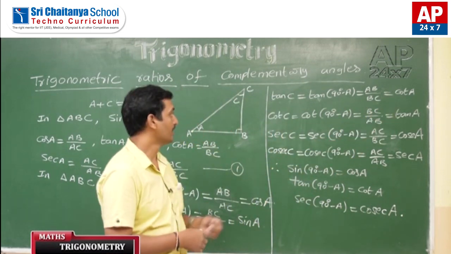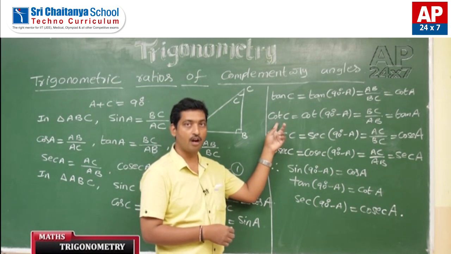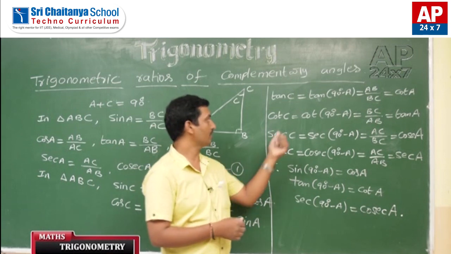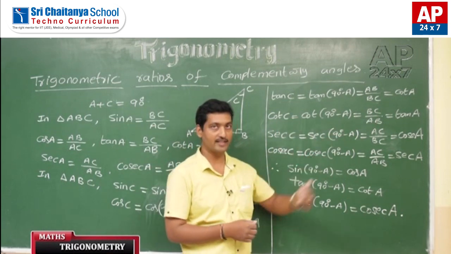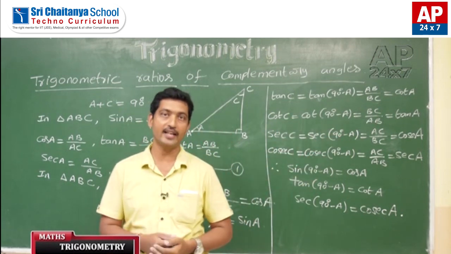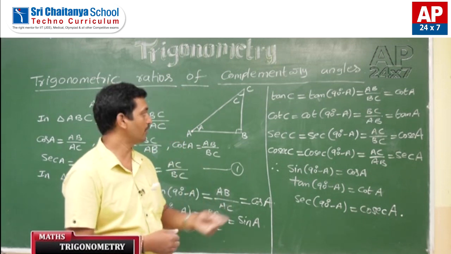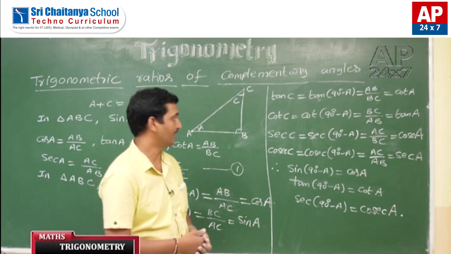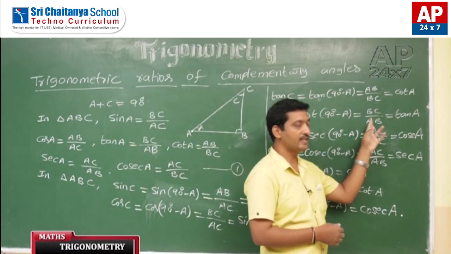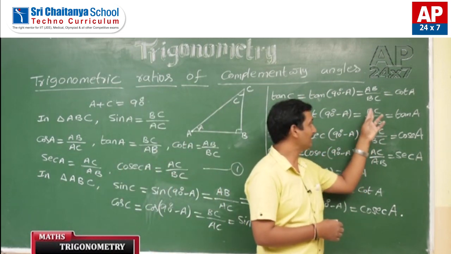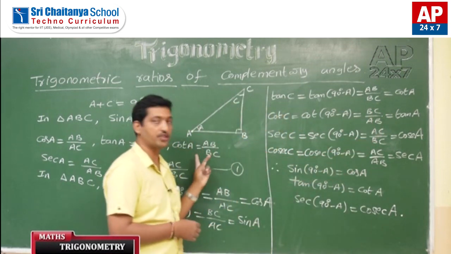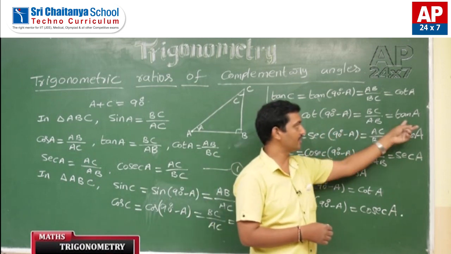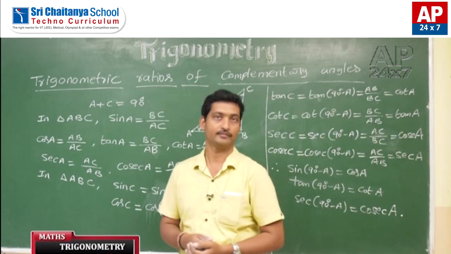Now come to the cot C. Cot C is equal to cot of 90 degrees minus A, because we can replace C with 90 degrees minus A. What is the definition of the cot C? The side adjacent to angle C by the side opposite to angle C. Therefore, which is equal to BC by AB, and this is equal to tan A from the first relations. Now, cot of 90 degrees minus A is equal to tan A.